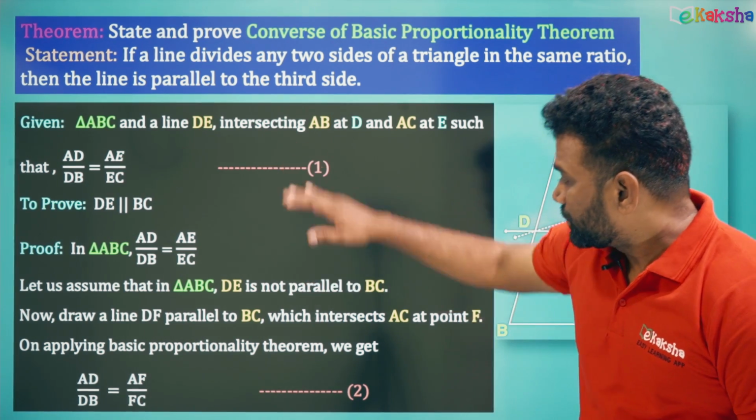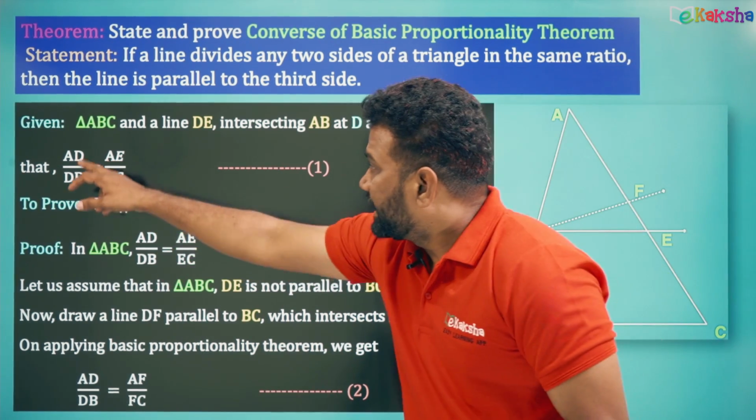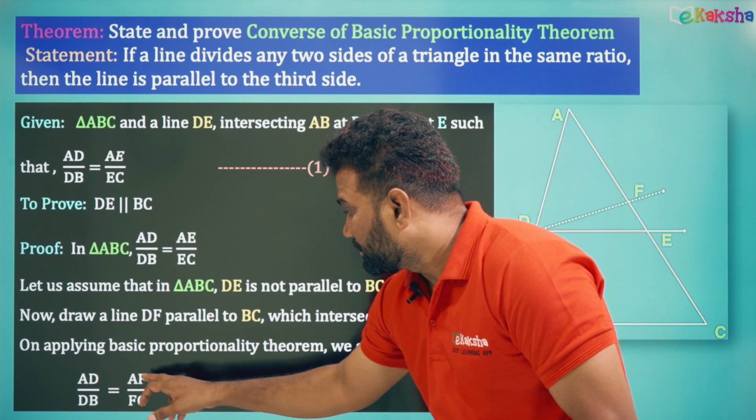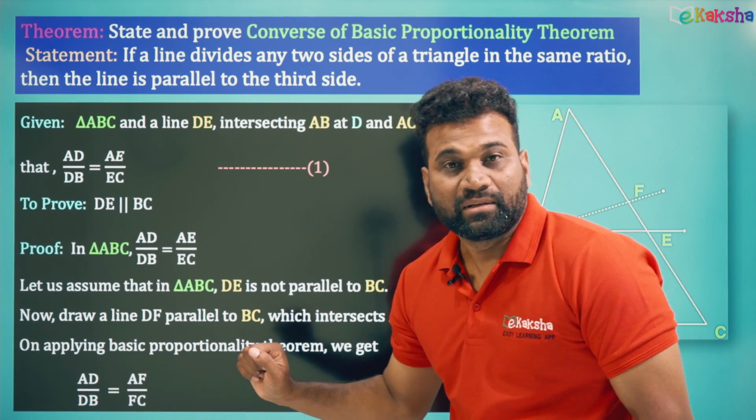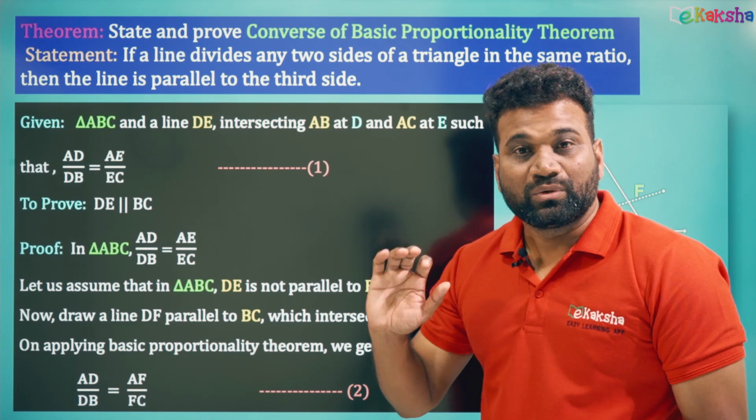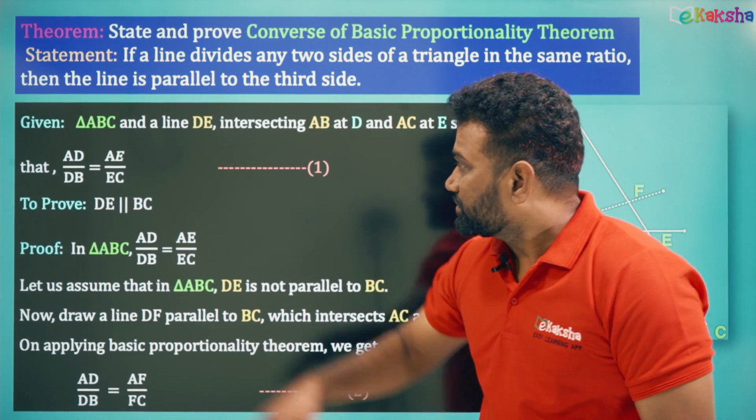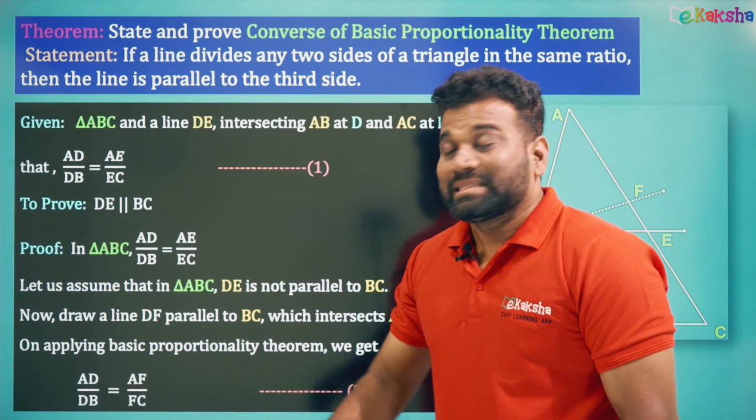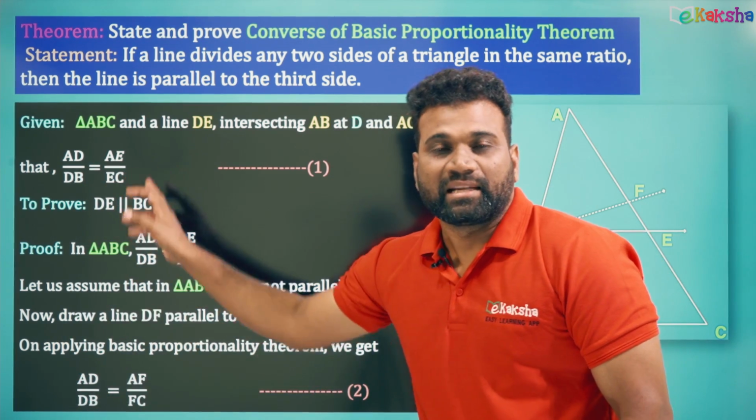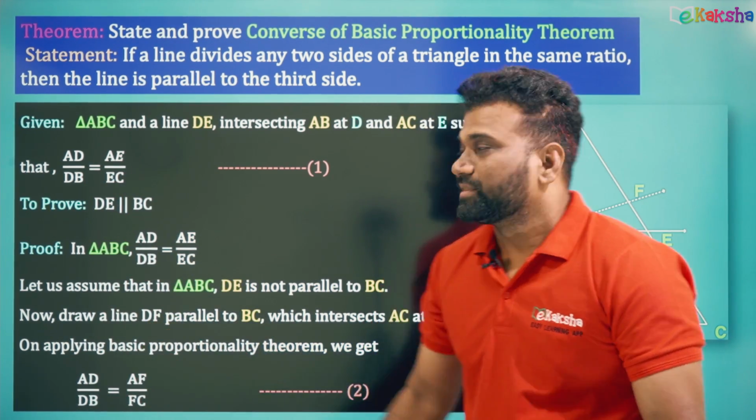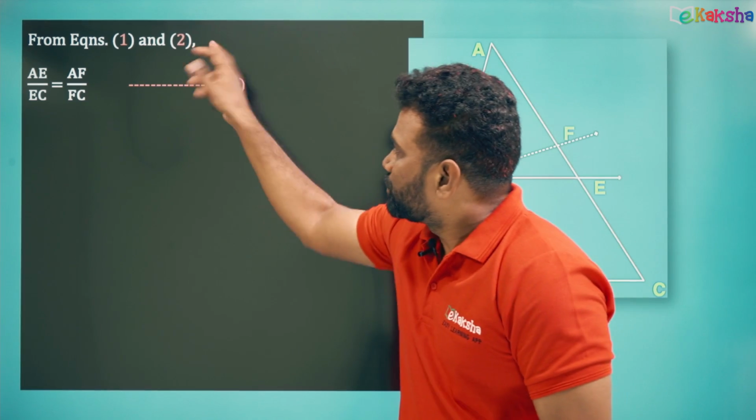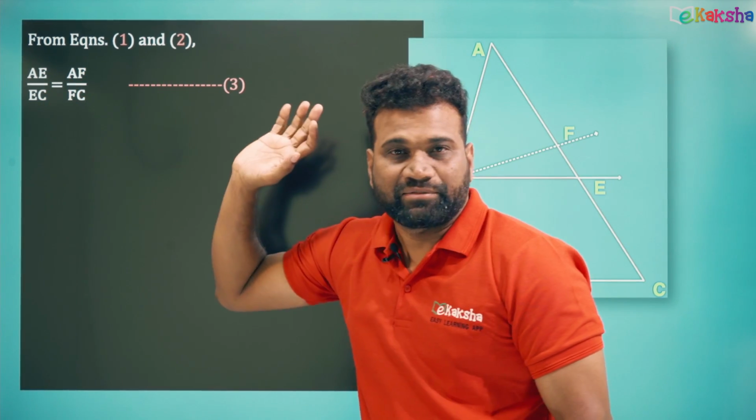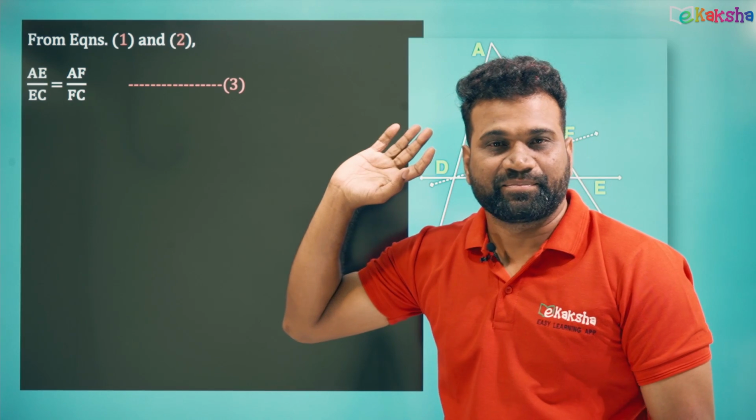Now look at equations 1 and 2. AD over DB is equal to AE over EC as well as AD over DB is equal to AF over FC. So from equations 1 and 2, we can conclude AE over EC is equal to AF over FC. Since the LHS parts are equal, the RHS parts must be equal, right? Let us call this equation number 3.